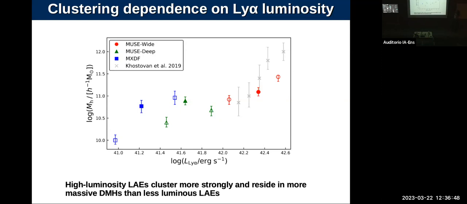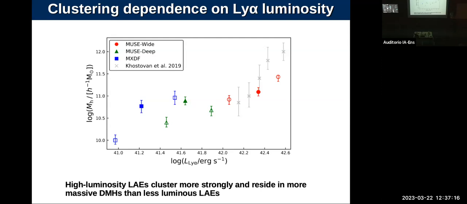In fact, we found that bright Lyman-alpha emitters, so the ones in the MUSE-wide survey, for example, cluster more strongly and reside in more massive dark matter halos. So something like 10 to the 11.5 solar masses for the halos. The faint Lyman-alpha emitters, so those in MUSE in MXDF, cluster much less strongly, and they reside in much smaller halos, something like 10 to the 10 solar masses or so.